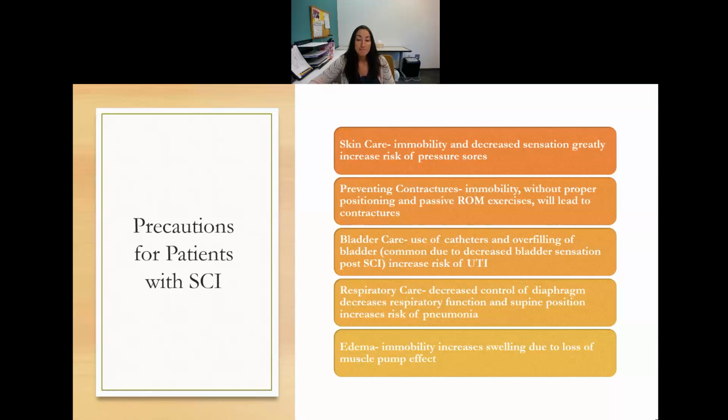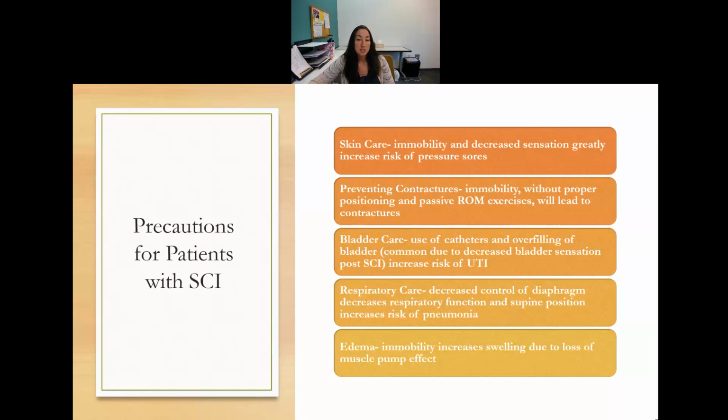You want to educate them about not overfilling the bladder or doing it too infrequently and the risk of UTI. With respiratory care, they may have decreased control of the diaphragm or the respiratory muscles. So that's going to put them at a higher risk of pneumonia. Sitting up in bed, standing up if possible, chest PT, deep breathing if possible can help prevent that.